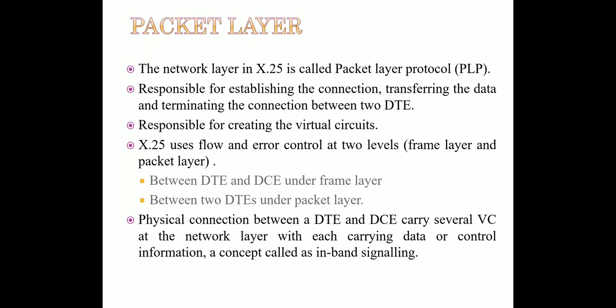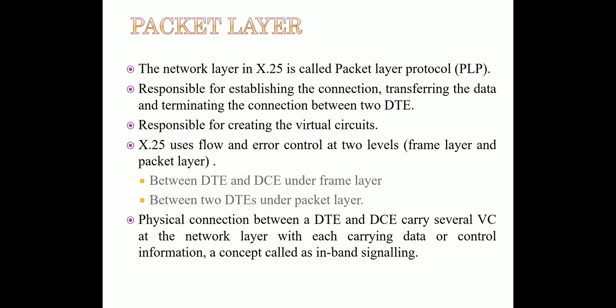Now X.25 uses flow and error control at two layers, that is the frame layer and the packet layer. As we know, if it is between two DTEs, then it comes under the packet layer. So the error and flow control between two DTEs is controlled by the packet layer. And if it is between a DTE and a DCE, that comes under the frame layer.